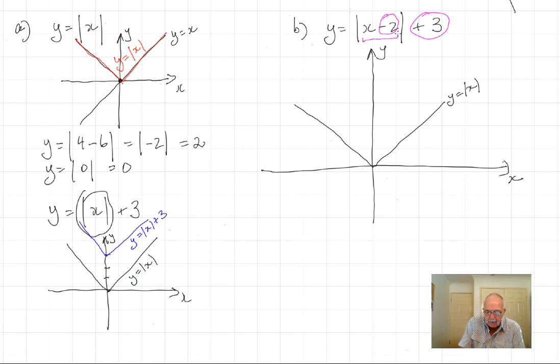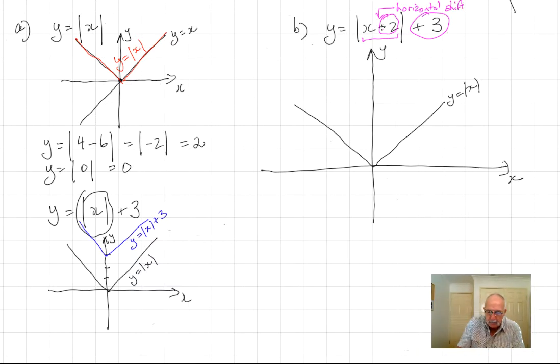So we've got to see what those two do. Let's look at this one first. When we've got the minus 2 here inside the absolute value, it's going to move it to the right that many units. So this is a horizontal shift.